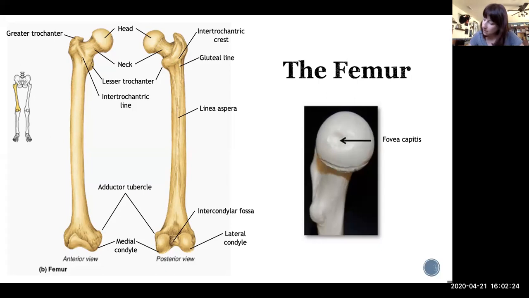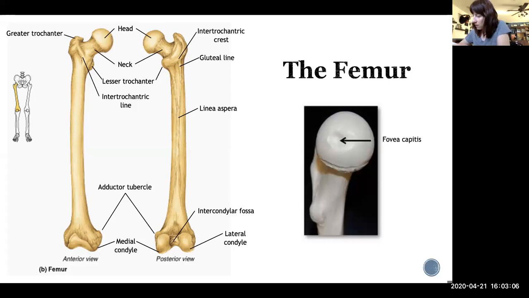Fovea capitis, I did not include. Intertrochanteric spiral line, I also didn't include that one, I don't think, because it was just too hard to see on anything. There was no way for me to really show you the spiral line. So go ahead and cross out spiral line in your lab under the femur, which is page 45.